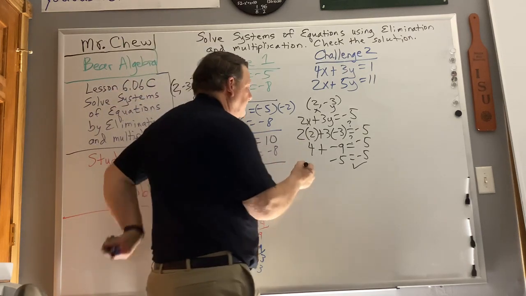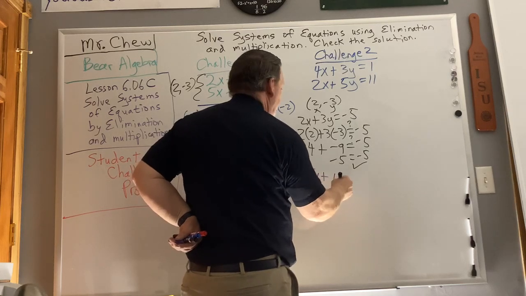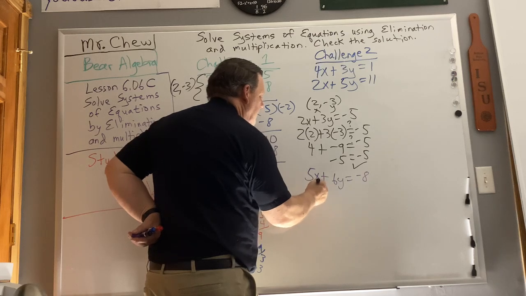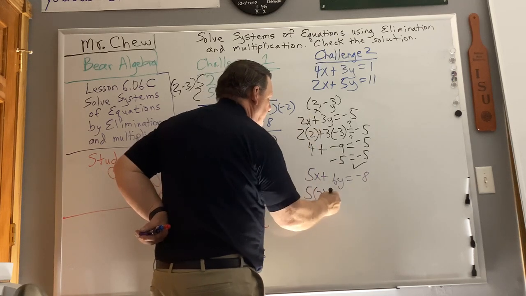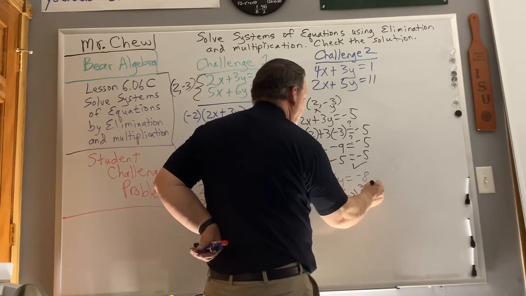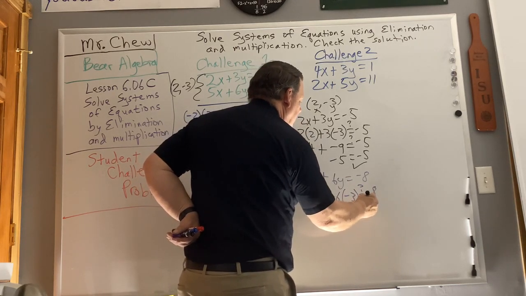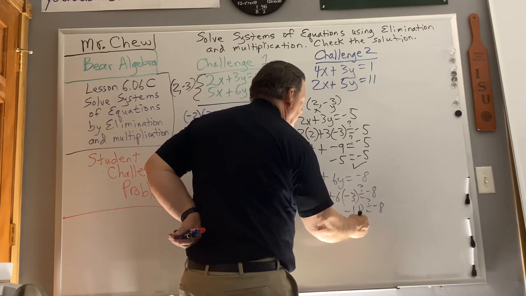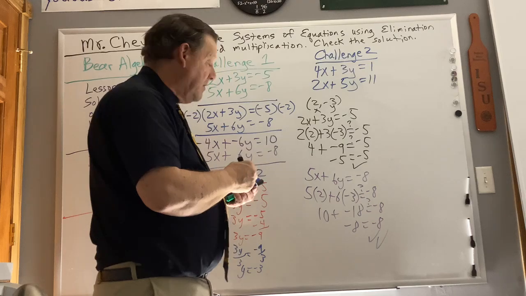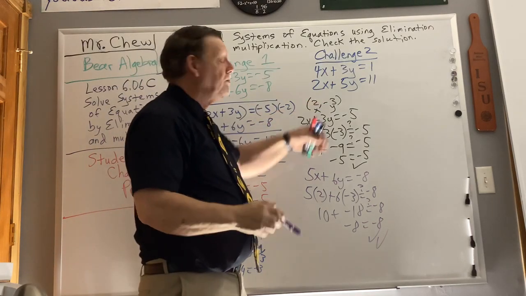Now, the other line. I have my 5x plus 6y equals negative 8. So now I substitute a 2 for my x, a negative 3 for my y: 10 plus negative 18. Does that equal negative 8? Negative 8 equals negative 8, which means since it checks in both of them, if you graph this line and this line on the same grid, they will intersect at the point 2, negative 3.